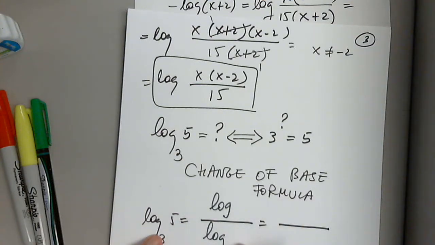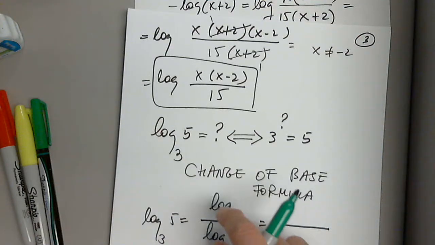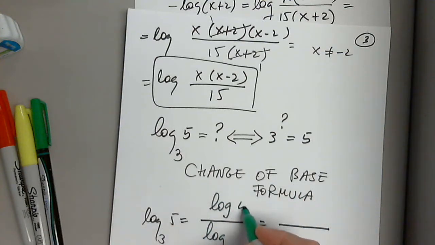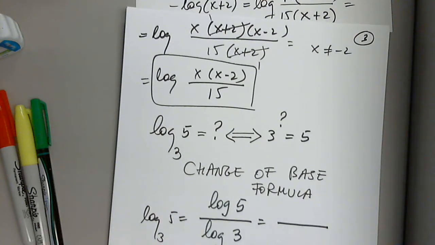It's not the quotient rule. The quotient rule is log applied to a ratio. This is not the case. This is the quotient of two logs: log of the number over log of the previous base. What could be the other option?